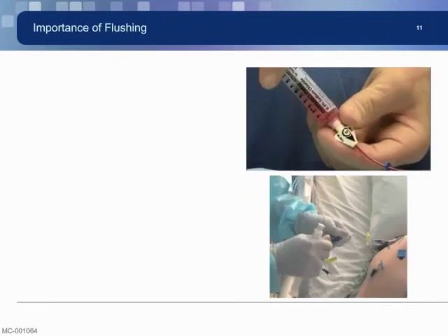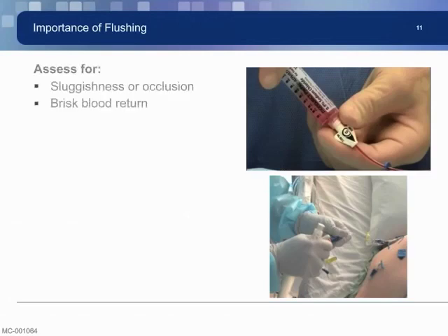Flushing is an important part of care and maintenance. It is important to make sure that the catheter is patent and there is no buildup in the inner lumen of the catheter. You will want to assess the line for sluggish return or occlusion. Do you get a brisk blood return? If you have sluggish return or occlusion, you will want to treat the line immediately.